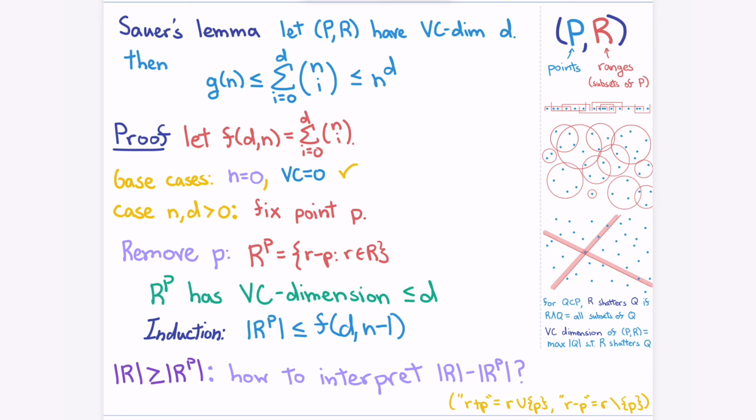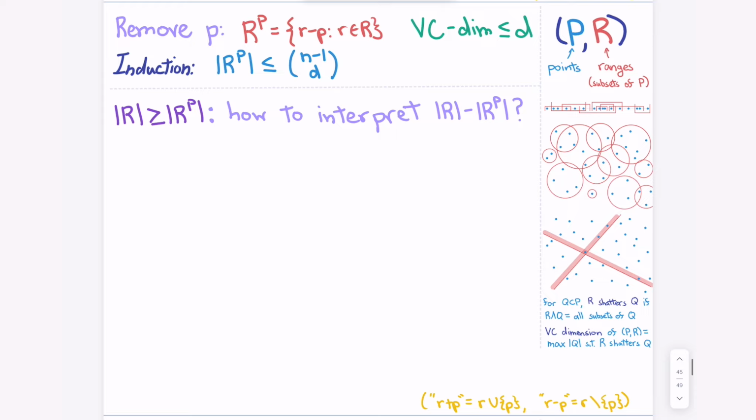So R to the p is obtained by removing p from every range. And the number of distinct ranges might go down. So how can I try to characterize this difference? It's at most times 2, because basically we may be double counting if a range down below had both a version with p and without p up above.